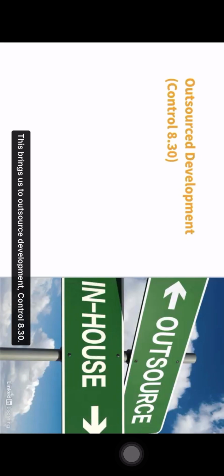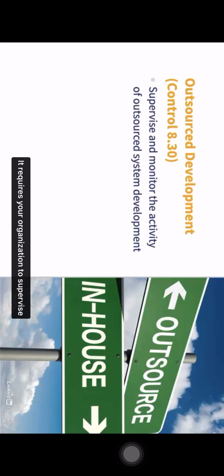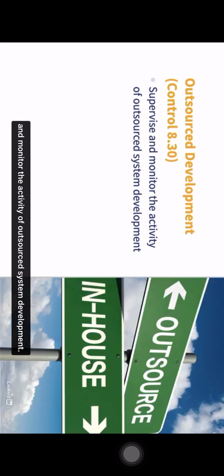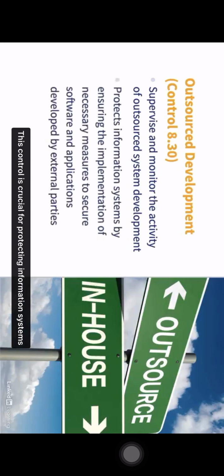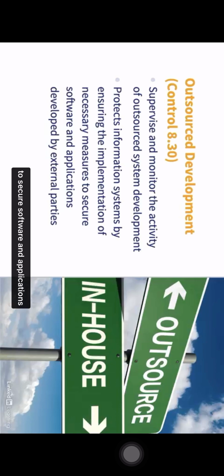A sometimes overlooked aspect of information systems protection is the development of applications by third-party vendors. This brings us to outsourced development, Control 8.30. It requires your organization to supervise and monitor the activity of outsourced system development. This control is crucial for protecting information systems because it ensures the implementation of necessary measures to secure software and applications developed by external parties.